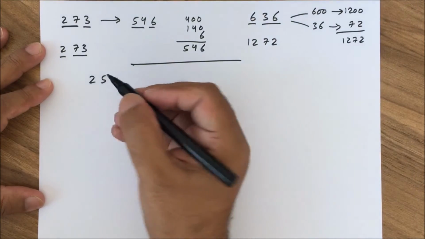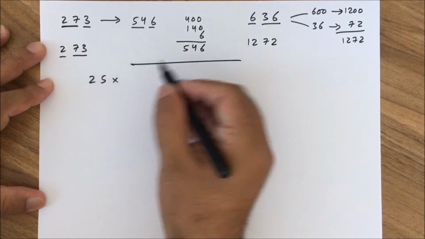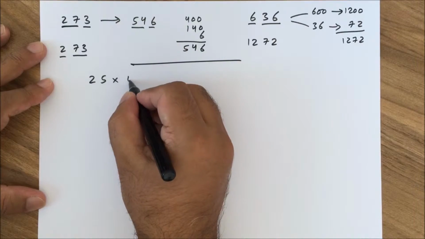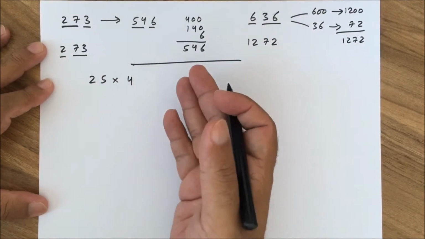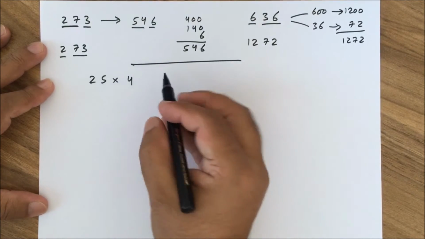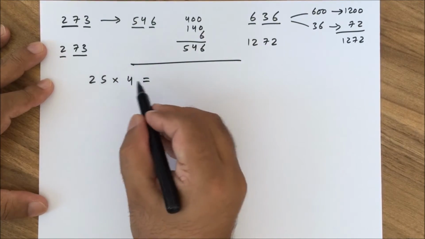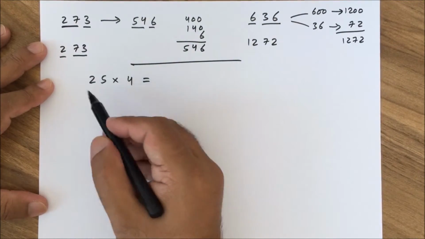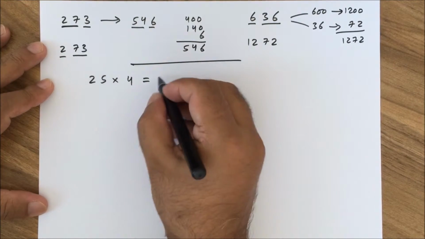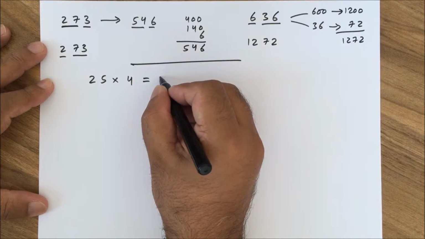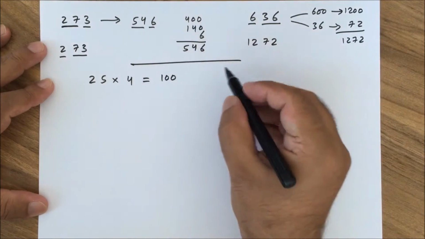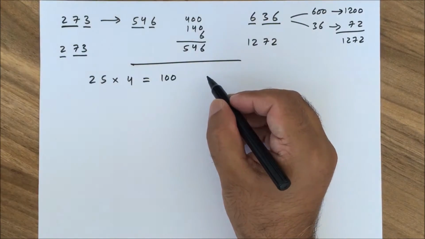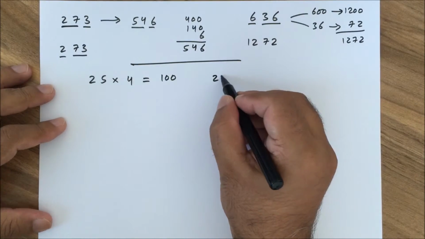25 times, let's say you are multiplying by 4, not 2. By 2 we did the double. If you double this 25 twice, you will get your answer. If you double 25, it's 50, and double of 50 is 100. So it will become 100. So if you are doing 25 times 4, double it twice.